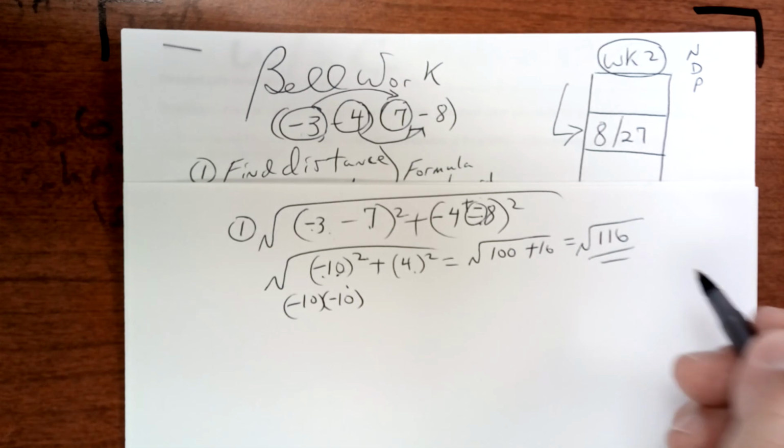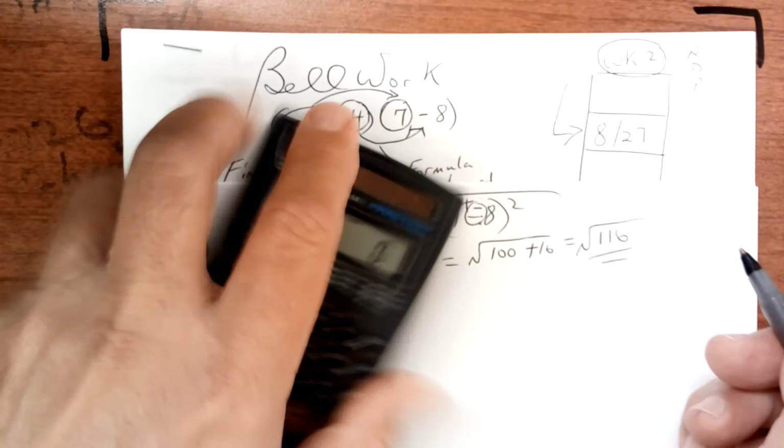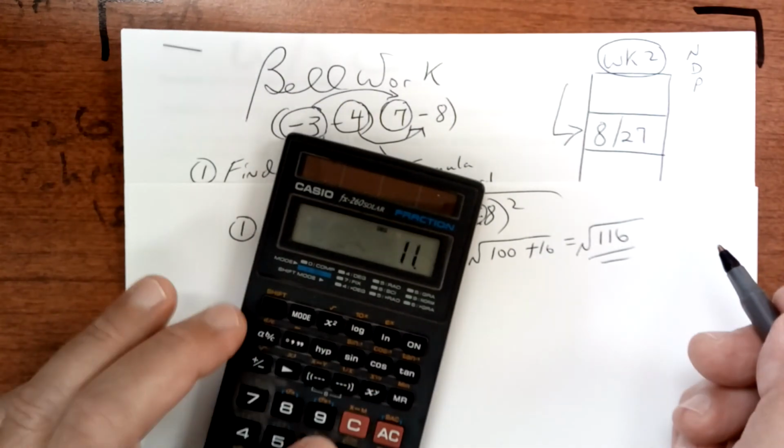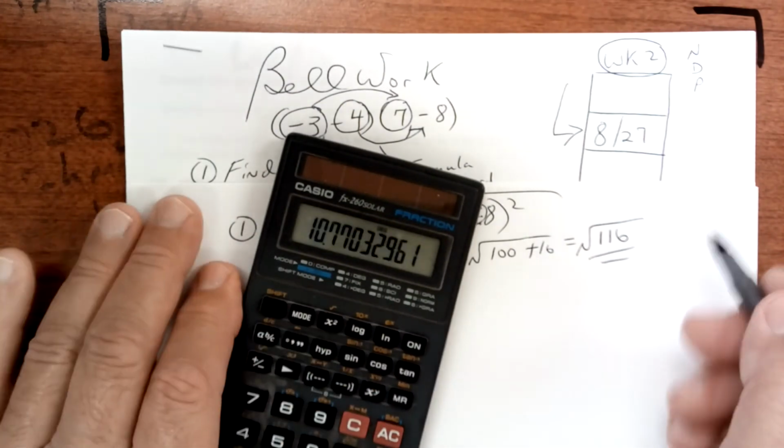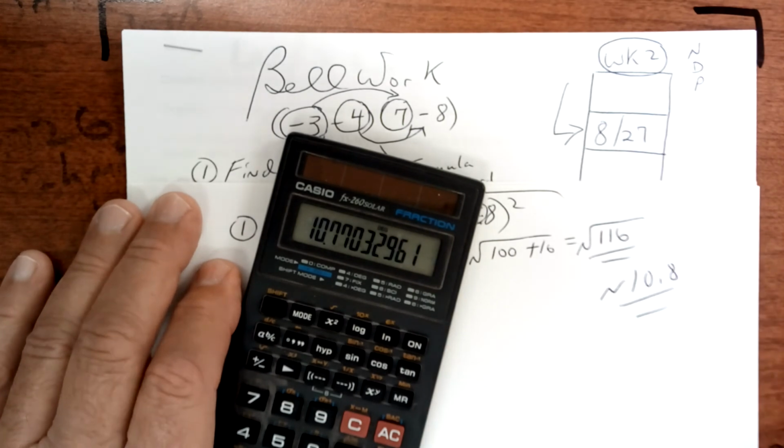Make sure if you have a calculator you show me today to avoid demerits. Let's take a look here. So 116 shift square root, I get 10.8 approximately. And that's what I'm going to go with. All right, let's keep moving.